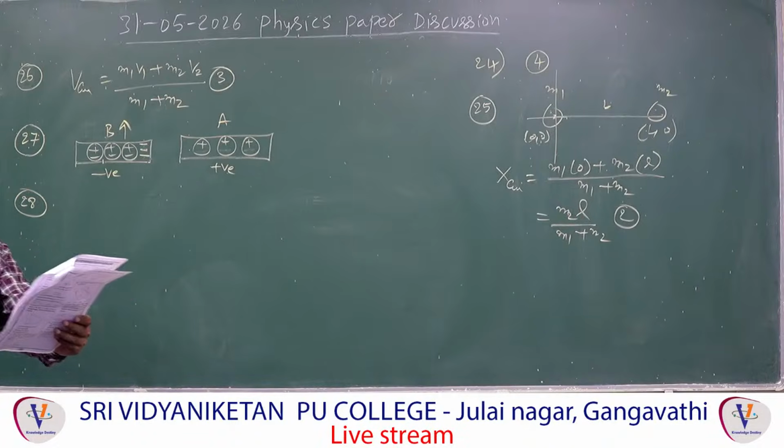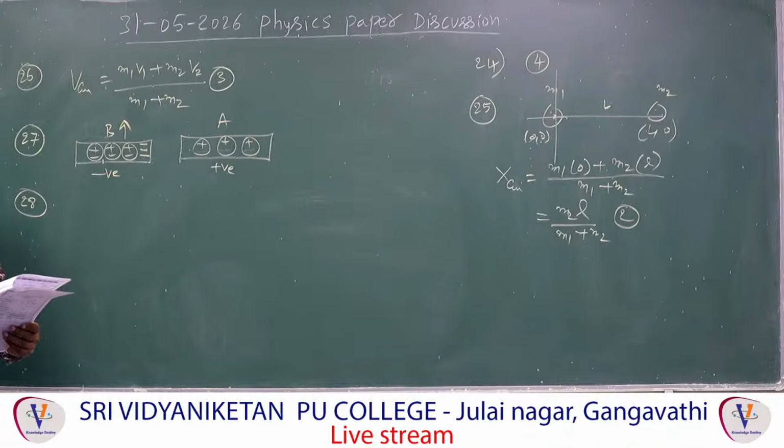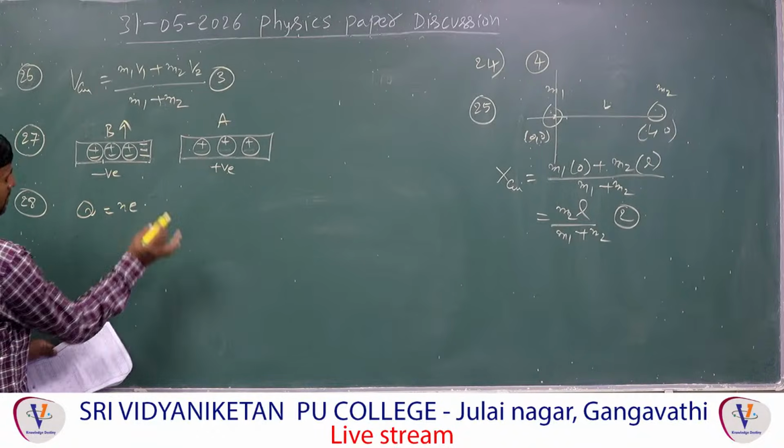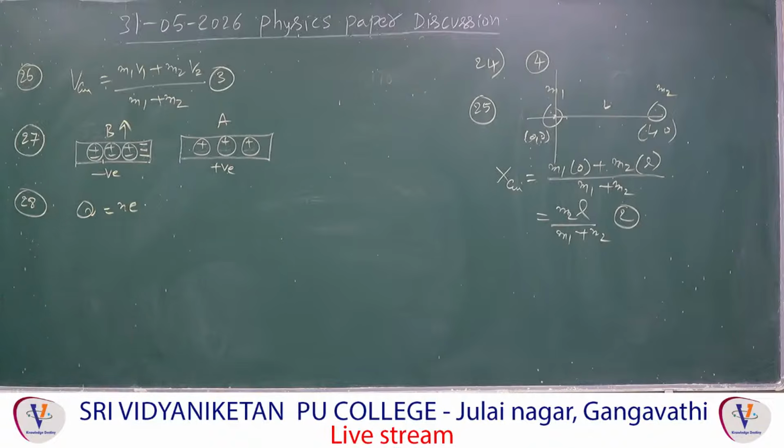The electric charge is q coulombs. The body acquires the charge given. What is the excess number of electrons? Q is equal to Ne. So initially, what is the charge on the body?